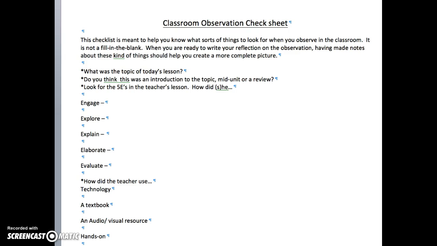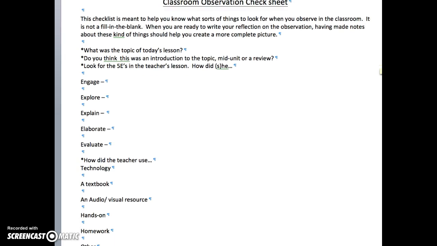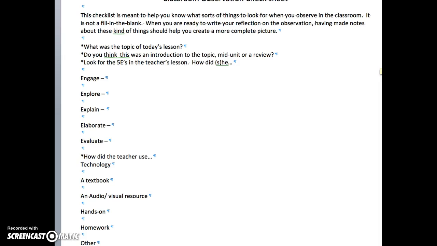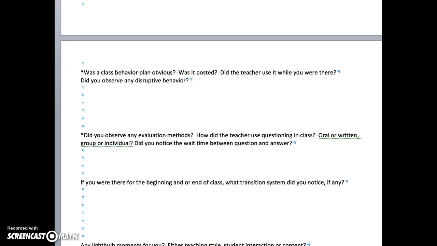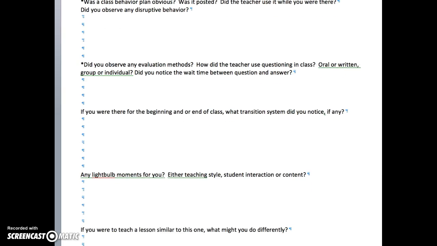If we kind of switch gears, look at this observation check sheet. This is kind of what you'll be filling out. Sort of things that you're looking for are identifying the 5 E's, what sort of resources are used, how the room is arranged. Sometimes that can make a big impact on how the students interact with each other, whether they're in rows or pods or all just randomly arranged. It does make a huge difference. And there's all sorts of questions on page 2 as well.